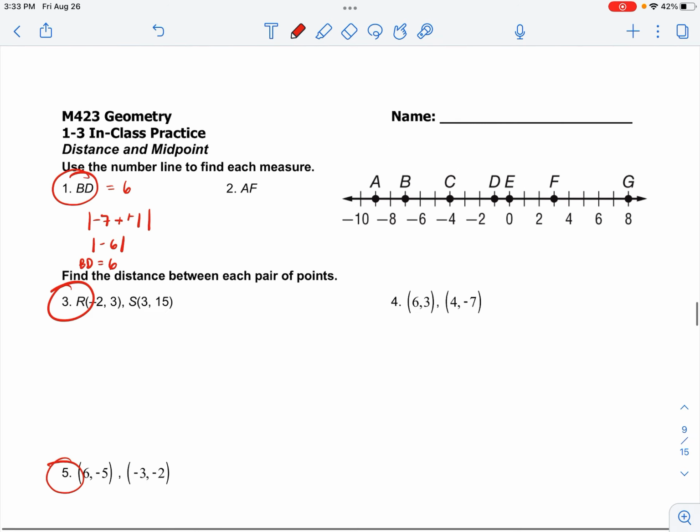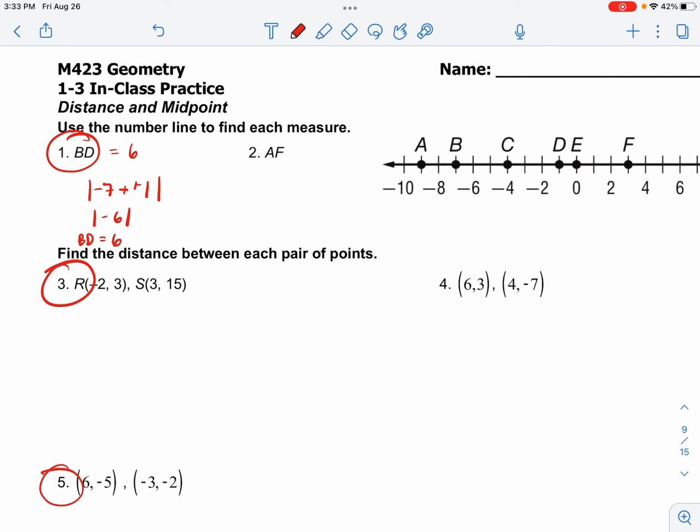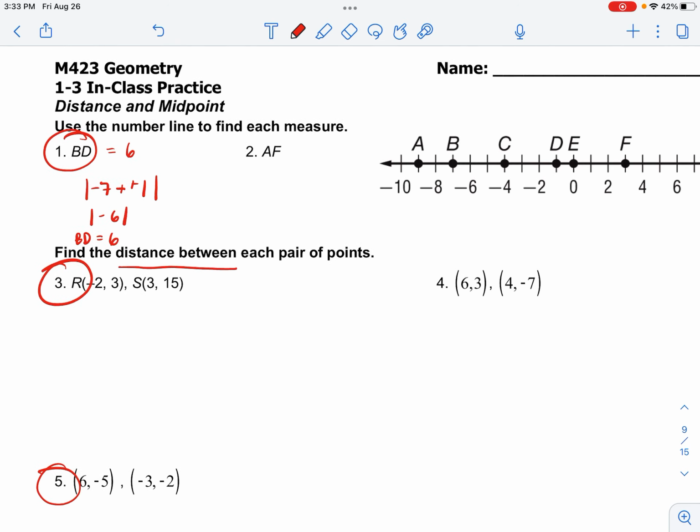I trust you should be able to do 2. You could also verify just by counting. And let's check 3. Okay, now 3 is a little bit of a fun one. We have to find the distance, and still asking for distance, but we're using the actual distance formula as opposed to distance on a number line. This one's distance on a number line.